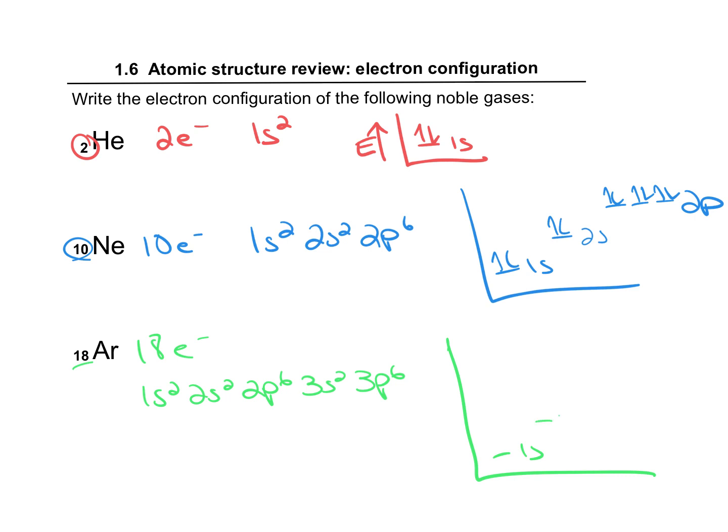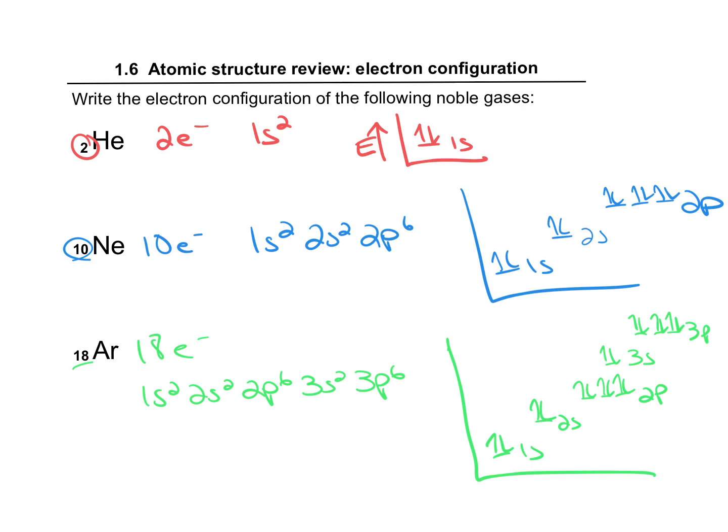Here's our 1s, 2s, 2p, 3s, 3p, 1, 2, 3, 4, 5, 6, 7, 8, 9, 10, 11, 12, 13, 14, 15, 16, 17, and 18. What you should notice is for all three of these noble gases, all of the orbitals are completely filled.